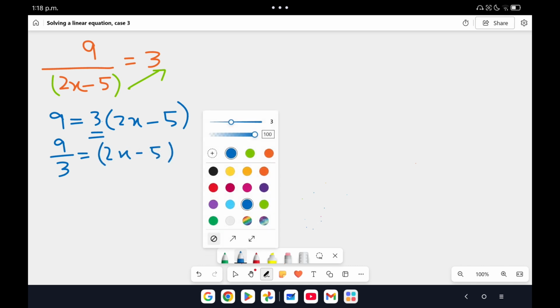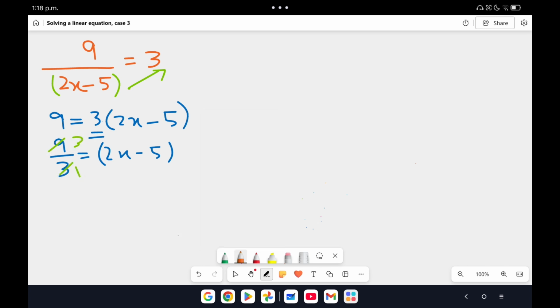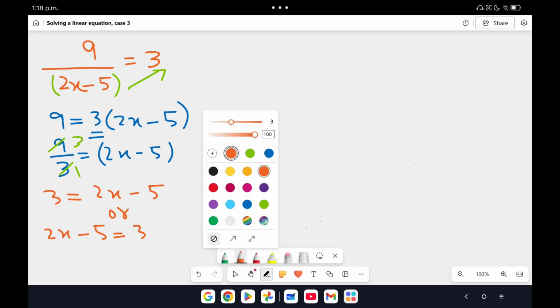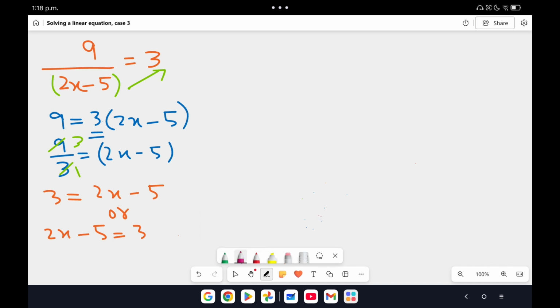So here you can see that 9 and 3 are divisible. We'll solve them. So now we are left with 3 at the left hand side and the bracket at the right hand side. We can equally write it as 2x minus 5 equals 3. Recalling the rules explained to you for solving a linear equation, you know that in order to cancel negative 5, we have to put positive 5 on both the sides. Let's do it quickly.